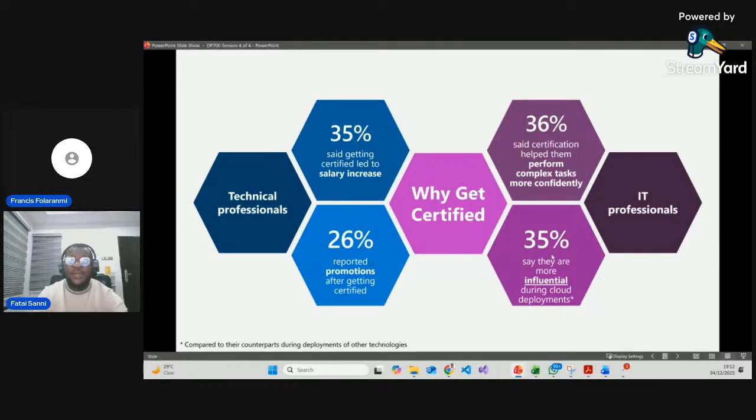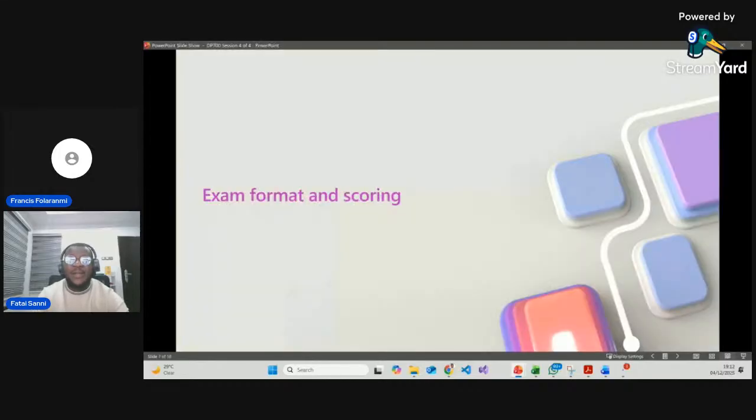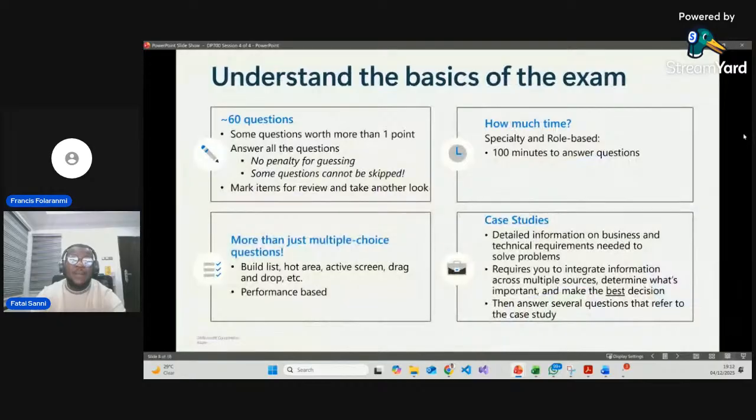Okay, so moving on. Let's quickly talk about scoring and the exam format, because this is very important. You have approximately 60 questions in your exam. Some questions are worth more than 1 point, so you should try to answer all questions in your exam. There's no penalty for guessing. You don't get scored negatively if you fail a question. So please attempt to answer all questions.